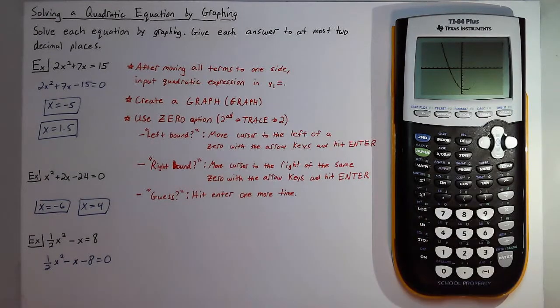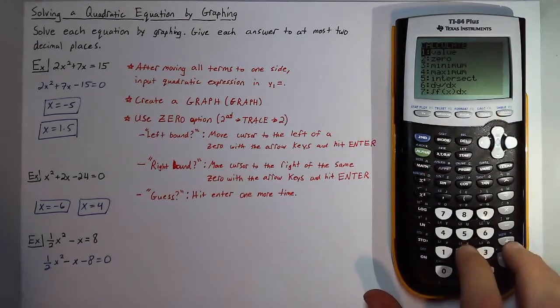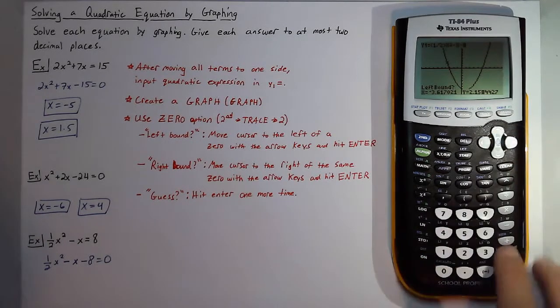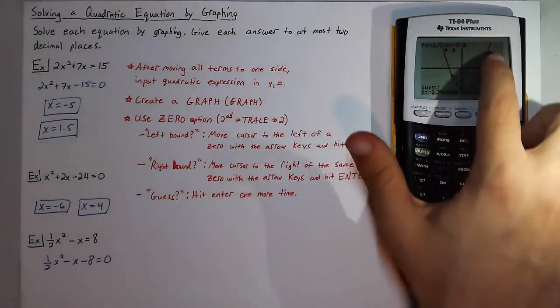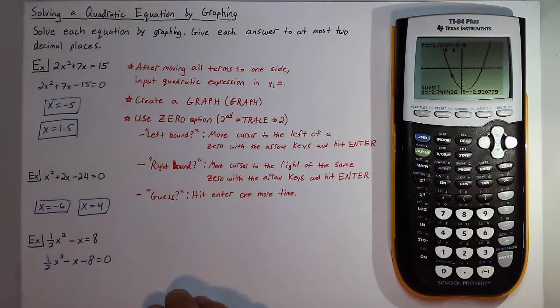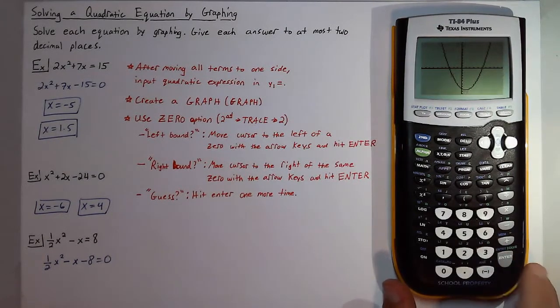And there's my parabola. And now I'll hit second trace 2. Go left of the first left 0, and then go right of that same 0. Be careful you don't go right of the right 0. You have 2 of them in there, because in that case it'll just pick one of them instead of one specific one.